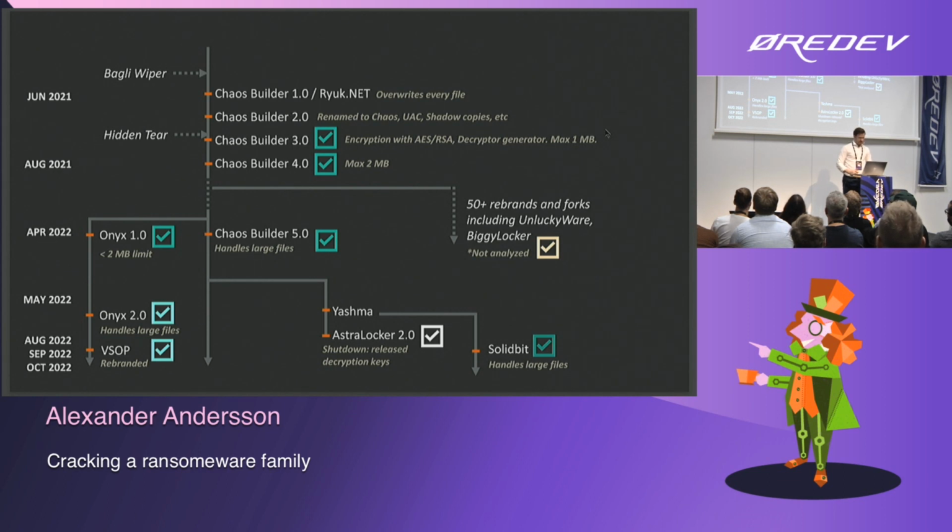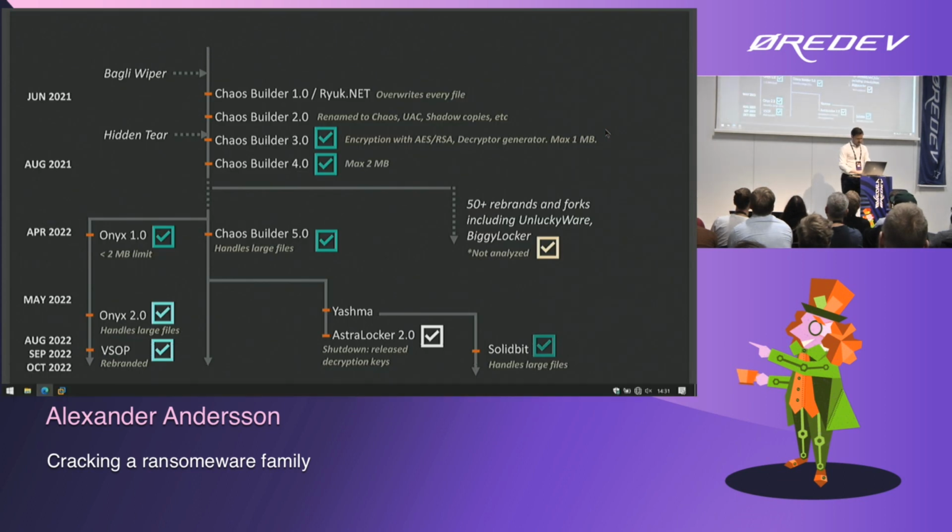So there we have it. We have cracked SolidBit, we have cracked VSOP, we have cracked the main branch, and Astrolocker is another branch, but they shut down and released the encryption keys themselves. So we don't need to crack them. Then there's all these other ones which we haven't been able to obtain because they're so crazily spread out. But yeah, if you find something which uses something else, please send the sample to me.